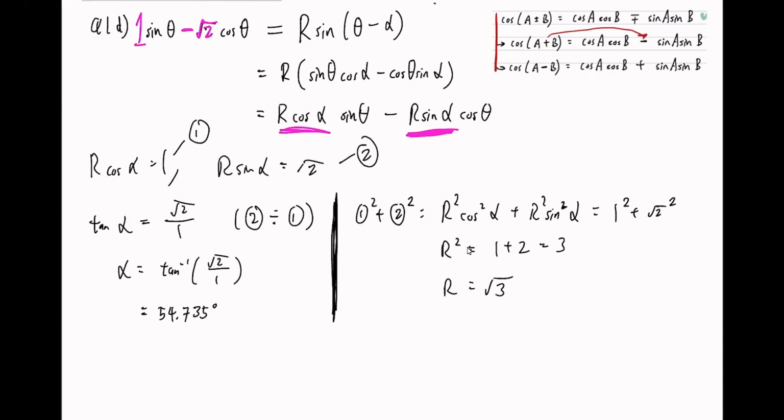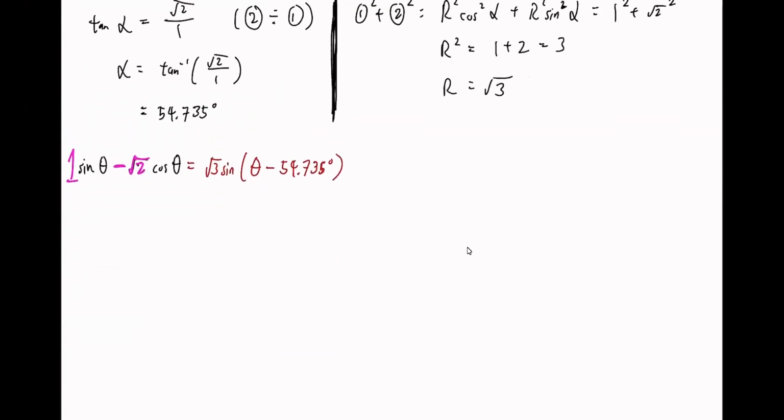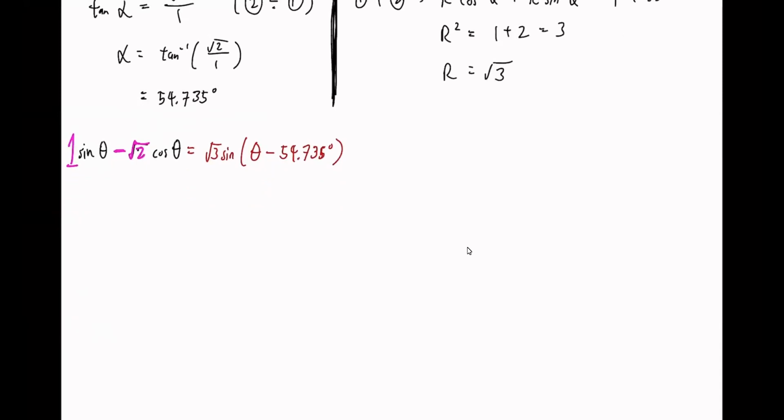So therefore, you can just go straight to the top line and write down square root 3 sine. I'm running out of space. Never mind, I'll just write a new line. So 1 sine theta minus square root 2 cosine theta equals square root 3 sine of theta minus alpha, which is 54.735 degrees. Very good. So that's it for the question. Basic level 1 question. You should know this as a first step before doing the application question.